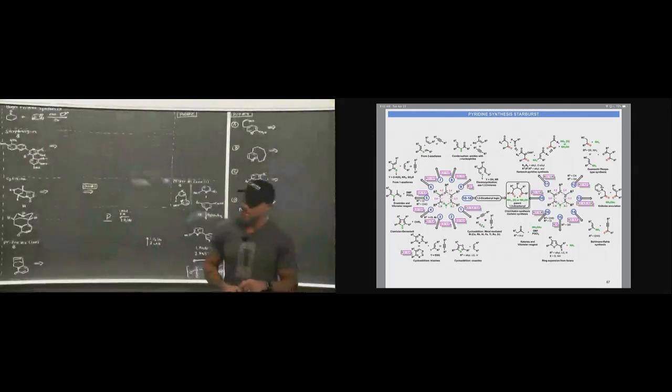The optional unsaturation can be incorporated by the way you make the ring, or it can be incorporated tangentially through the use of a reagent. So if I had a 1,5-dicarbonyl with no olefin there, and I wanted to make a pyridine from it, what type of reagent do you think I could use to get directly to the pyridine?